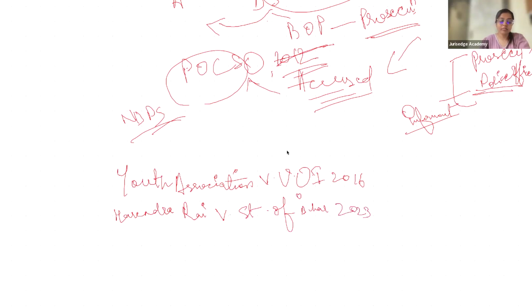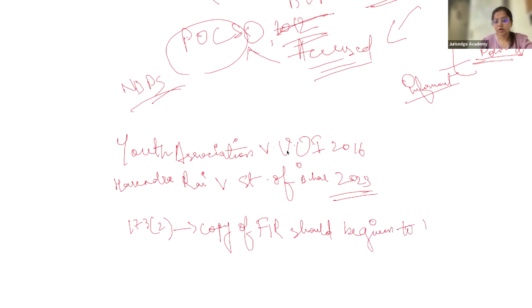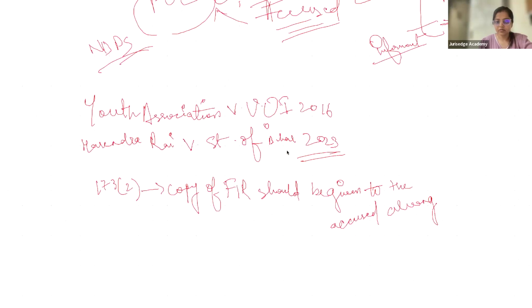2023. This is important because this is the landmark case where it was held that under 173 clause 2, the copy of FIR should be given to the accused also, yet again held in 2023. Along with, please name those two persons who are mentioned in 173. The victim and the informant. Informant and victim. Perfect.